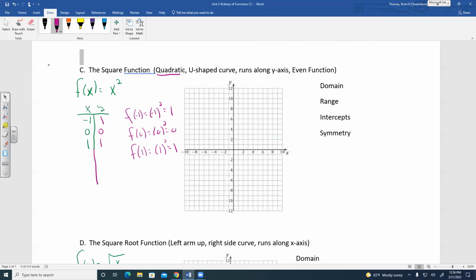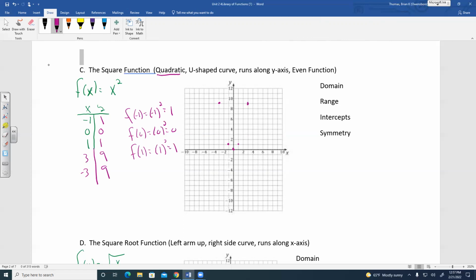Some additional values to pick up on: notice if I pick, say, 3, I'm going to get 3 squared, which is 9. If I pick -3, -3 squared is going to be 9. So if I graph this, I have this -1, 1. I have this 0, 0, and I have this 1, 1. If you want to graph an extra one, this 3, 9 would be up here, and this -3, 9 would be over here.